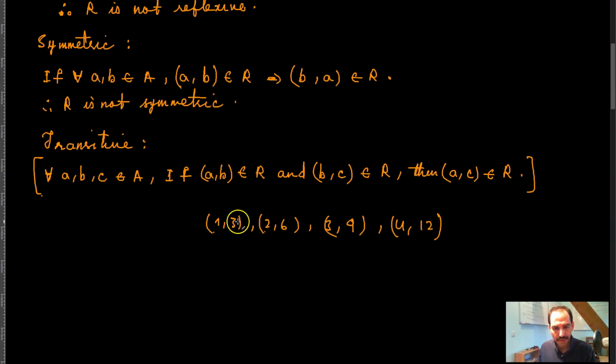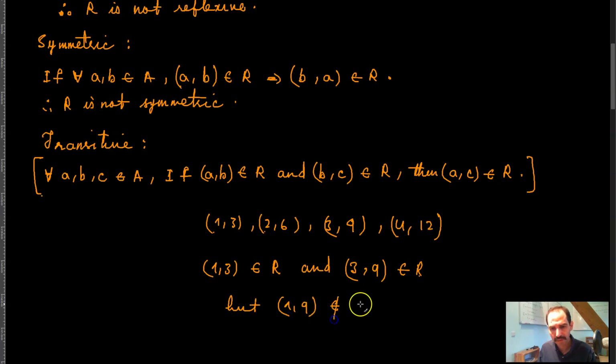So now you can see that, for example, 1 comma 3 belongs to R, 3 comma 9 belongs to R, but then 1 comma 9 does not belong to R. So you can see that 1 comma 3 does belong to R, and also 3 comma 9 does belong to R, but 1 comma 9 does not belong to R. So if you use one counter example, it's enough to show that basically R is not transitive, right?